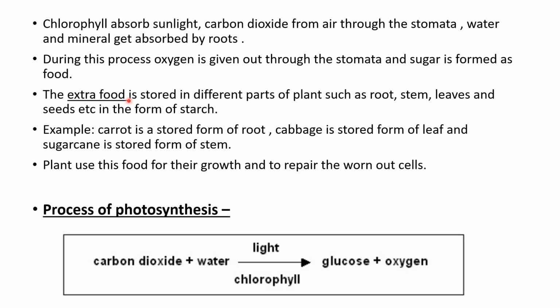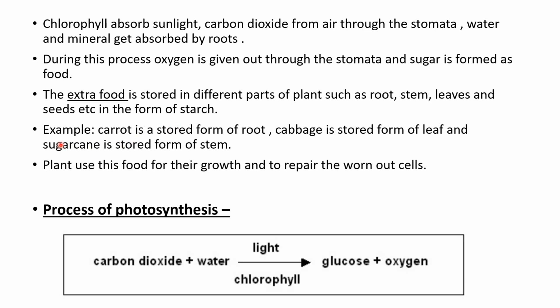Actually, when plants prepare their food, they utilize only some amount of the nutrients obtained from the food. But what about the rest of the food? This rest of the food is called extra food, and it gets stored in plant parts such as roots, stem, leaves, seeds, etc. Please remember that this extra food is always stored in the form of starch. Actually, food is prepared in the form of glucose, but extra food is stored in the form of starch.